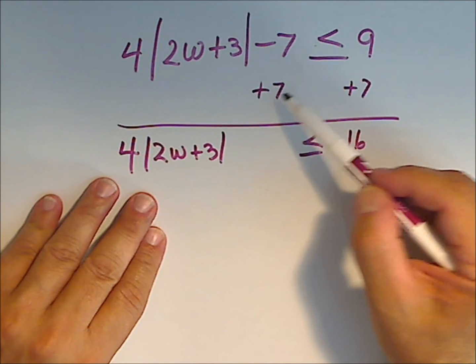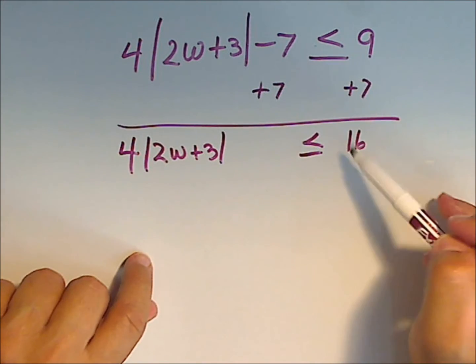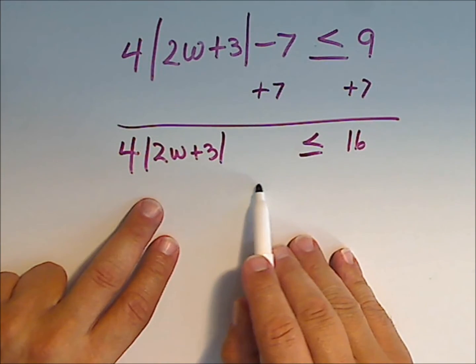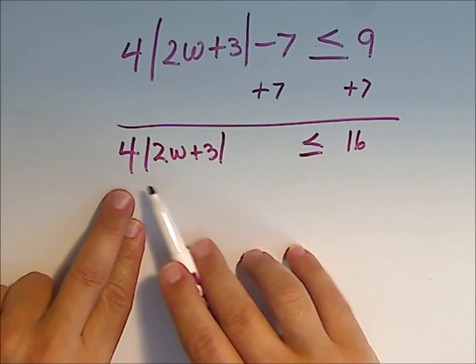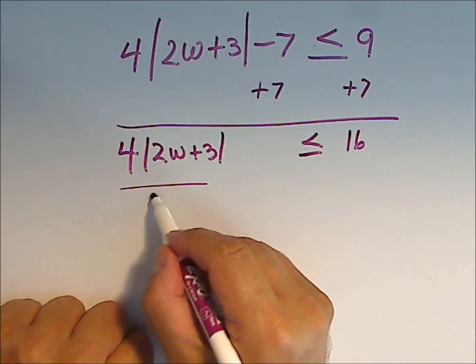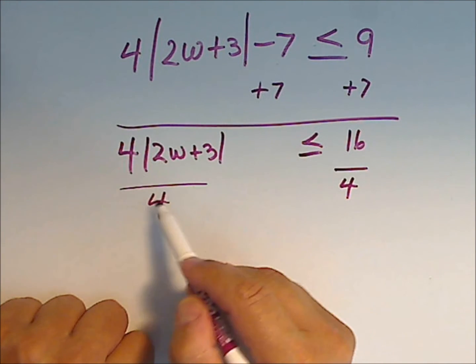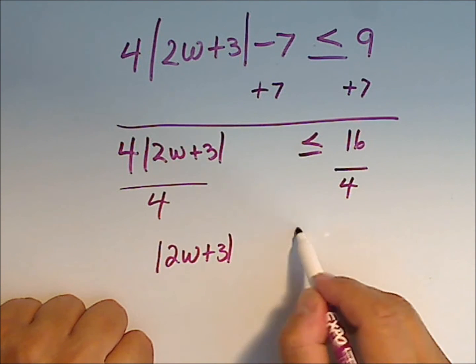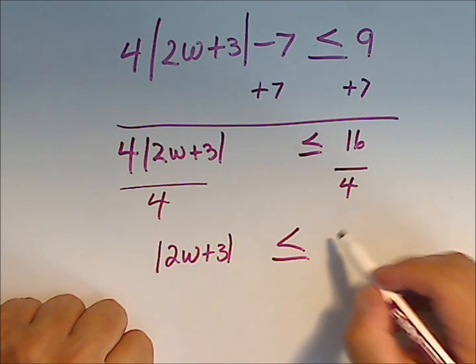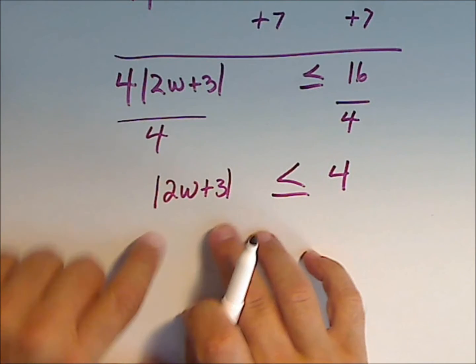Negative 7 and 7, 0. So that's no longer part of the left side. 9 plus 7 is 16. I can't add or subtract anything because these are grouped, and outside the grouping is multiplication. So I'm going to divide. Division undoes multiplication. 4 divided by 4 is 1. 16 divided by 4 is 4. Now I've isolated my grouping.